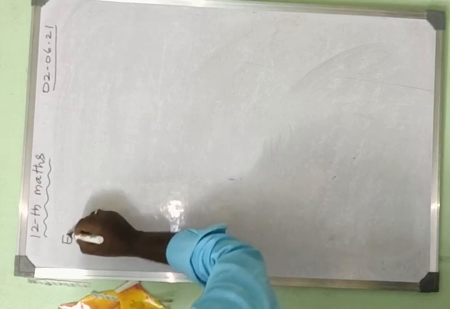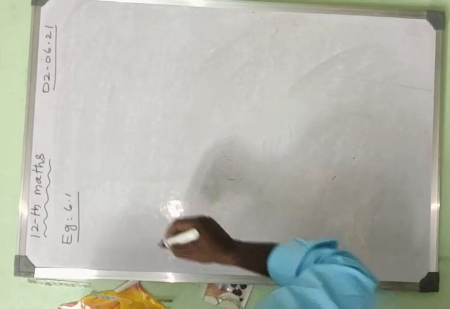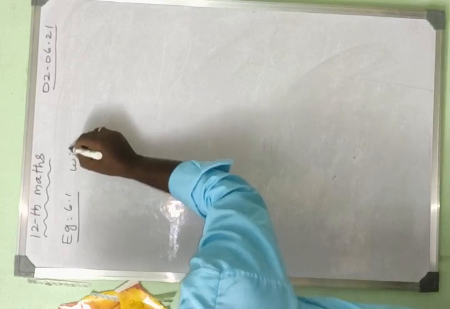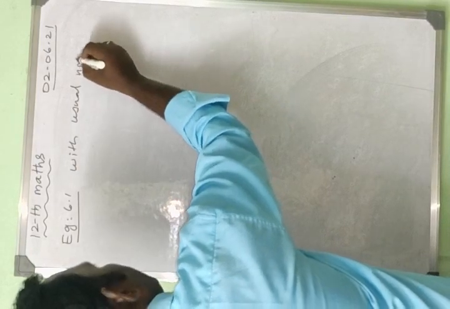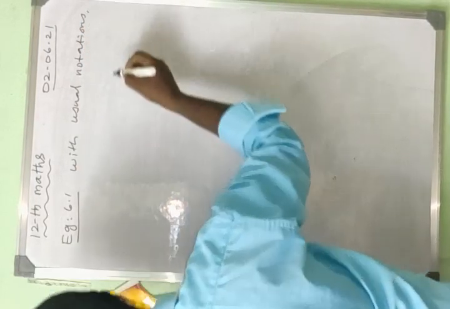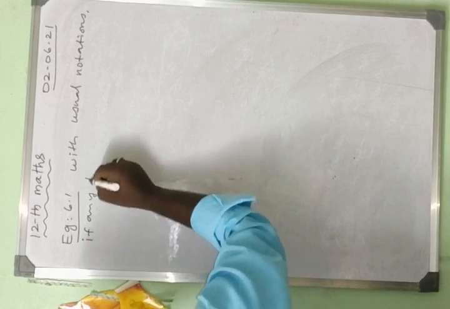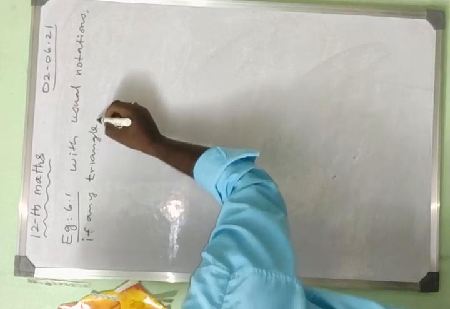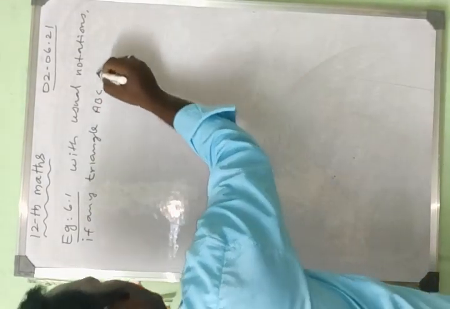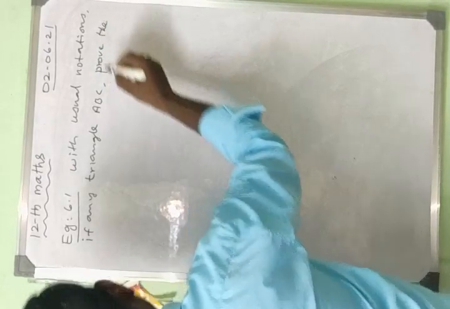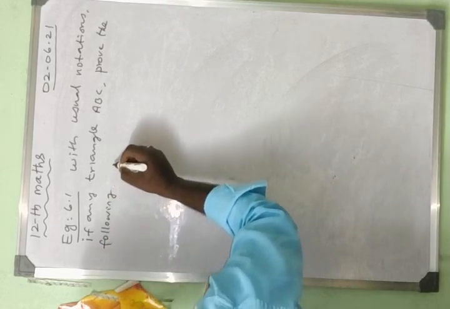Example 6.1. With usual notations, in any triangle ABC, prove the following by vector method.